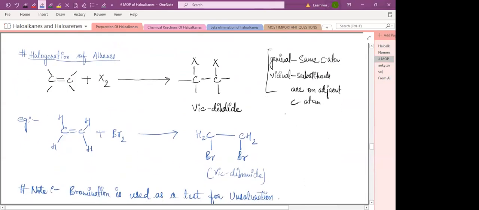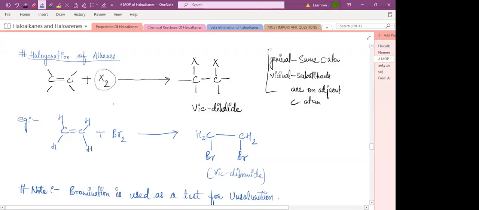Yeah. The next is your halogenation of alkenes. Basically, when you take an alkene and treat it with a halogen X2, suppose X2 will be bromine, either Br2, Cl2, etc. In that case, you will get a vicinal type of dihalide. Vicinal dihalide means there are X2, right? Two halogen groups are there.